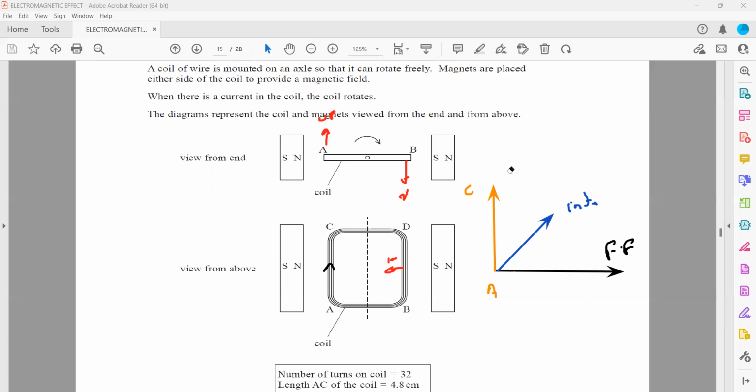So by applying Fleming's left hand rule, the current should be from C to A. When the current is from C to A, the direction of the force, when we apply Fleming's left hand rule, will come outward. And we want the force to be outward, not into. So the force will be outward. So here the direction of the current is from C to A.